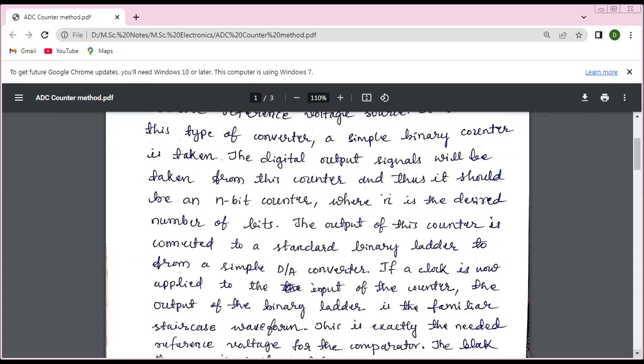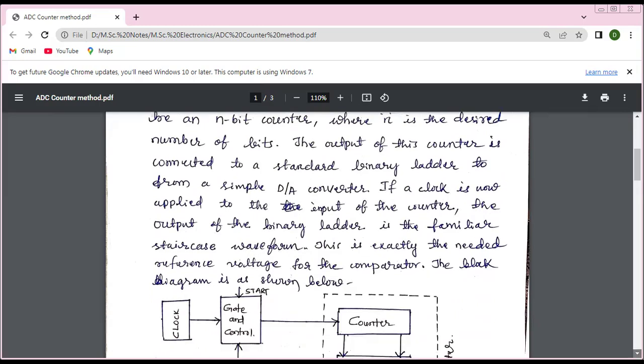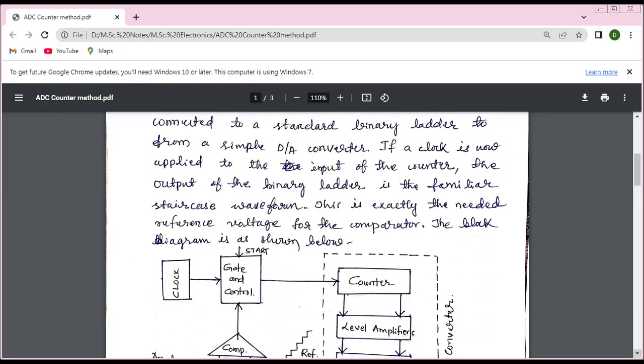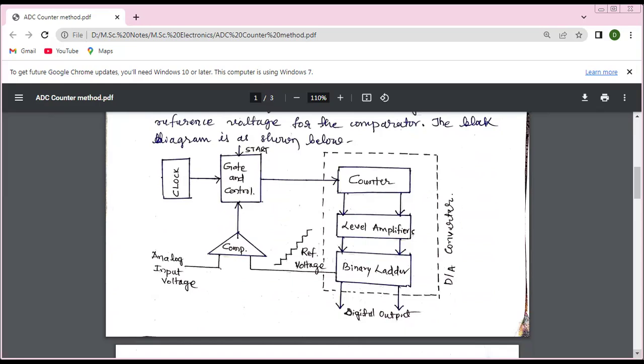And if a clock is now applied to the input of the counter, the output of the binary ladder is a familiar staircase waveform. This is exactly the needed reference voltage for the comparator. So the block diagram of this counter type ADC is shown here. So this is the block diagram.